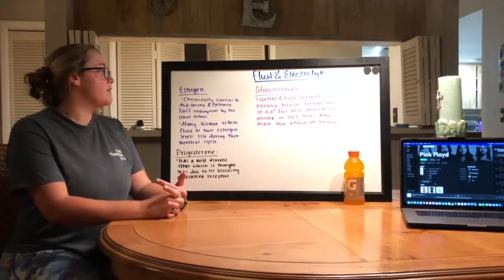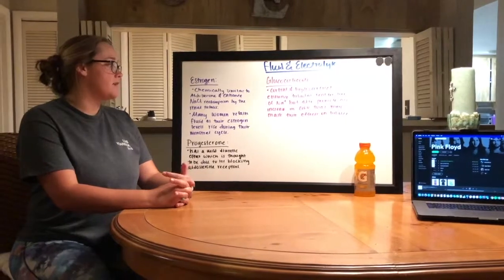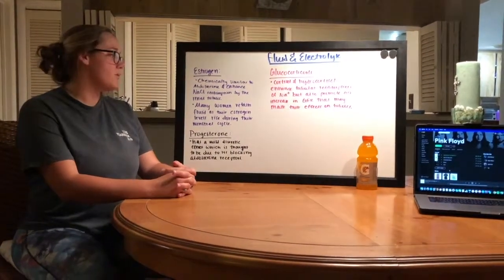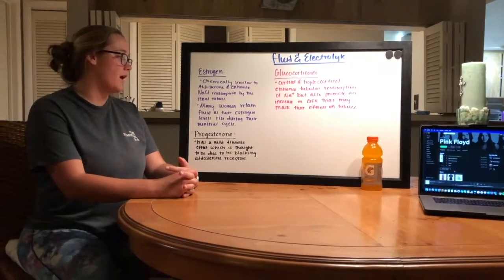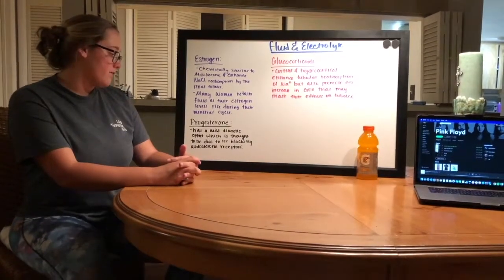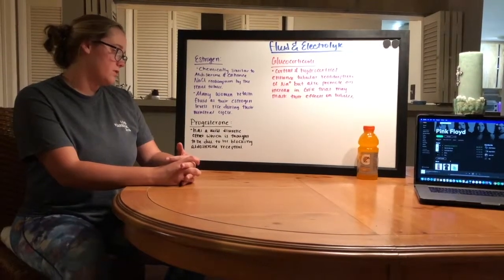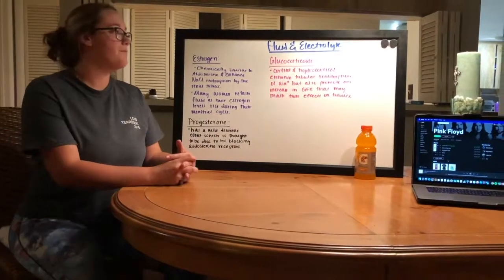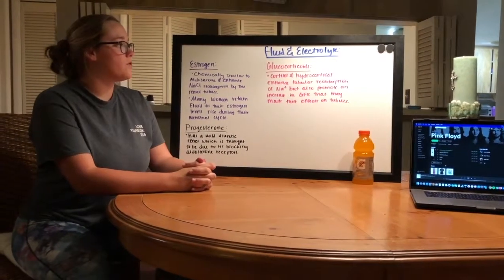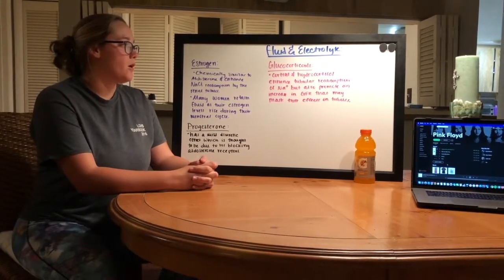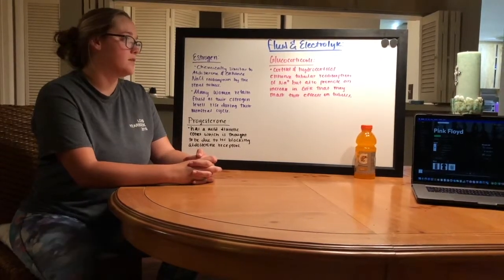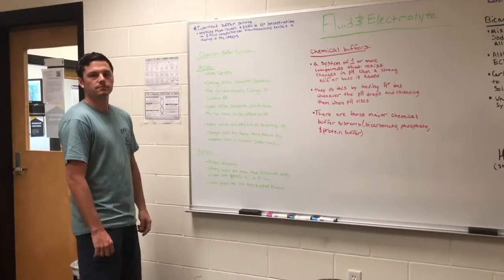Estrogen. It is chemically similar to aldosterone, and it enhances sodium chloride reabsorption by the renal tubules. Most women retain fluid as their estrogen levels rise during the menstrual cycle. Progesterone has a mild diuretic effect, which is thought to be due to its blocking aldosterone receptors. Glucocorticoids. Cortisol and hydrocortisol enhance tubular reabsorption of sodium, but also promote an increase in glomerular filtration rate that may mask their effects on the tubules.